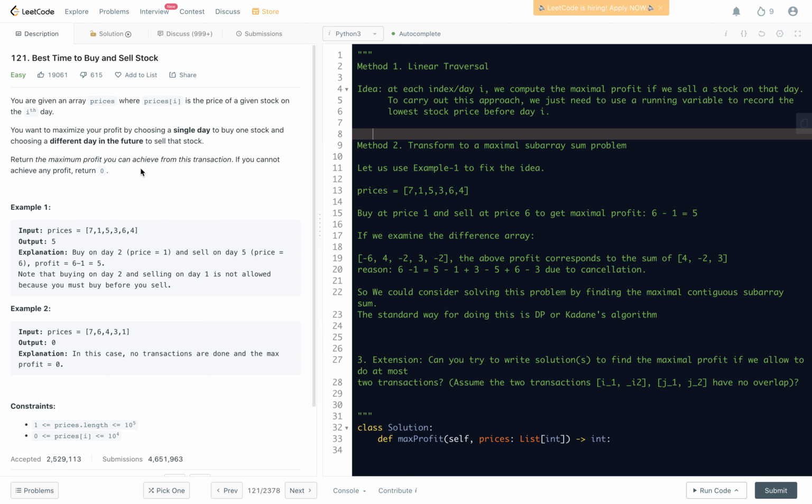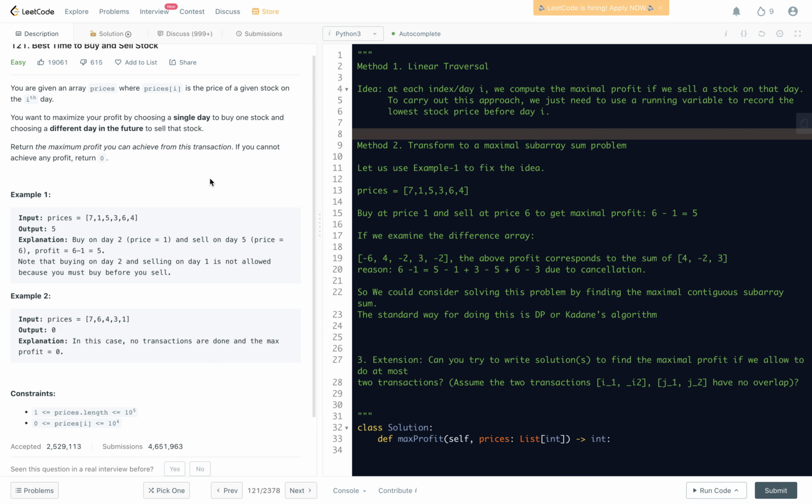First, let's look at the statement. We are given an array prices where prices[i] is the price of a given stock on the ith day. We want to maximize our profit by choosing a single day to buy one stock and choosing a different day in the future to sell the stock. We are required to return the maximum profit we can achieve from this transaction. If we cannot achieve any profit, we're going to return 0. This leads to the following observation: the output of this problem is non-negative.